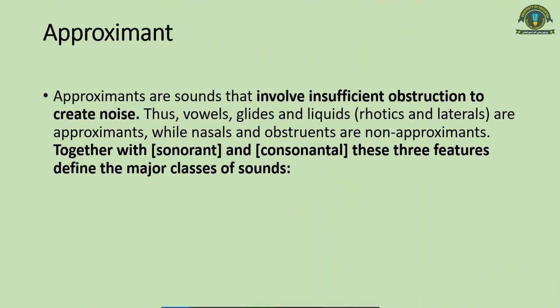Now we will move to this third feature, which is approximant. Approximants are sounds that involve insufficient obstruction to create noise. Now students, just look at the name approximant. Approximant means that something is happening approximately. Two articulators are coming close to each other. They are approximately coming close to each other. They are not really making a constriction. They are not really blocking the air passage. So they are just approximately coming close to each other, and there is insufficient obstruction to create noise.